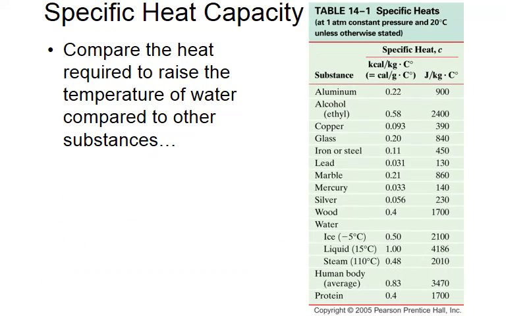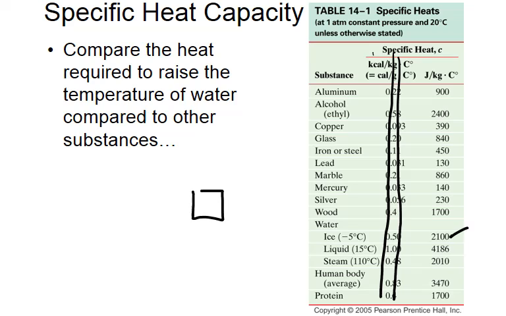Here's a table of them. In the middle column, it's the kilocalories for grams or kilograms. I'm going to cross through that. We're really going to be using, for the most part, joules per kilogram degree Celsius. So in other words, if you had a block of ice, turns out ice is different than liquid water. It takes 2,100 joules to increase by 1 degree Celsius if you have 1 kilogram of ice.